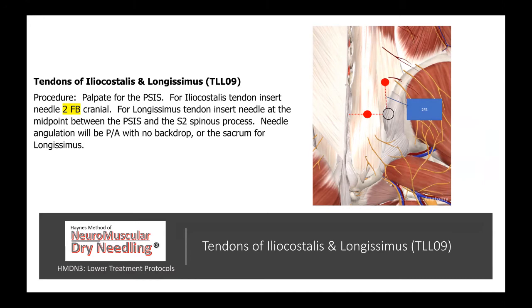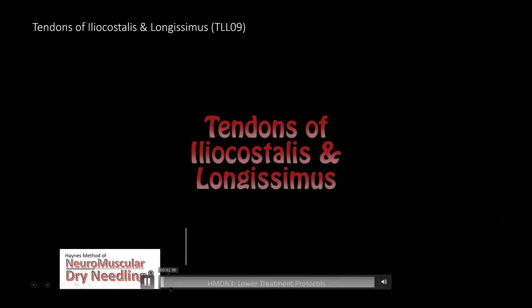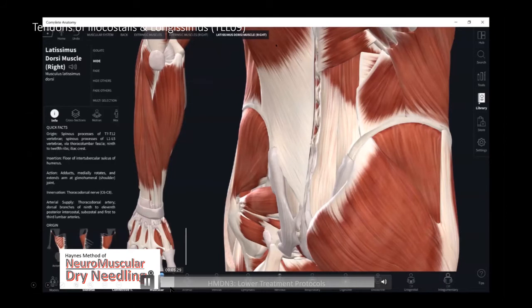So here, the tendons of the iliocostalis and longissimus. For the tendons of the iliocostalis and the longissimus, their attachment is onto the dorsal and the posterolateral surface of the sacrum, the iliac crest. Position for treatment is going to be prone. Needle length will be approximately 3 centimeters. Backdrop here is either none or the sacrum for the longissimus. Precautions for the medial and the superior cluneal nerves.